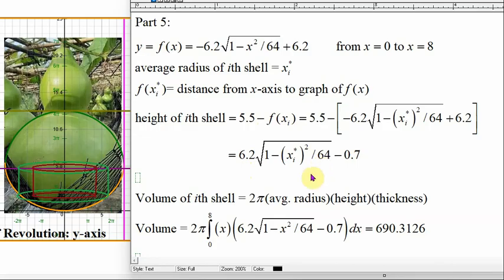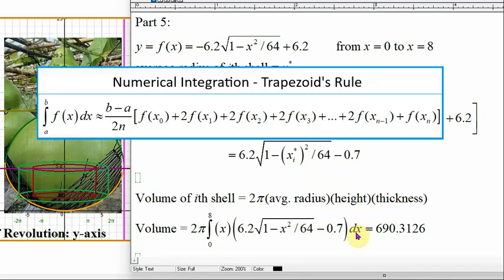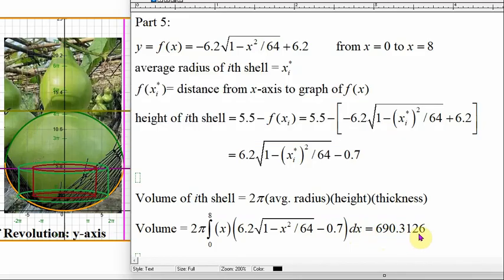And therefore the volume for this bottom part right here will be 2 pi, the average radius is x, this is the height, and then the thickness will be delta x or dx. And then using either regular integration or numerical integration, we get 690.3126.